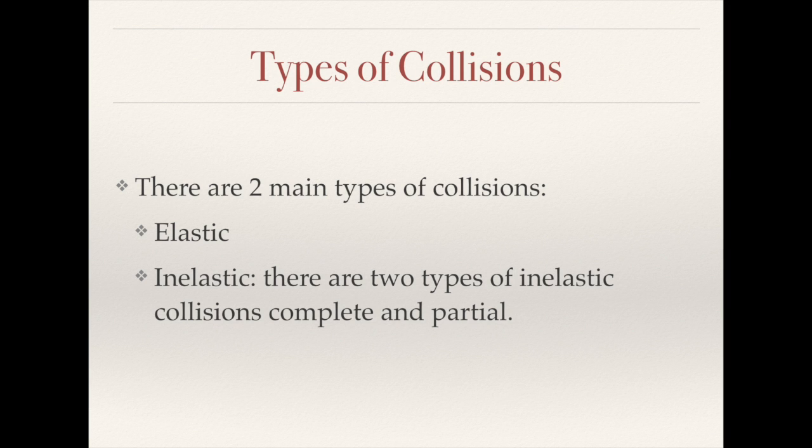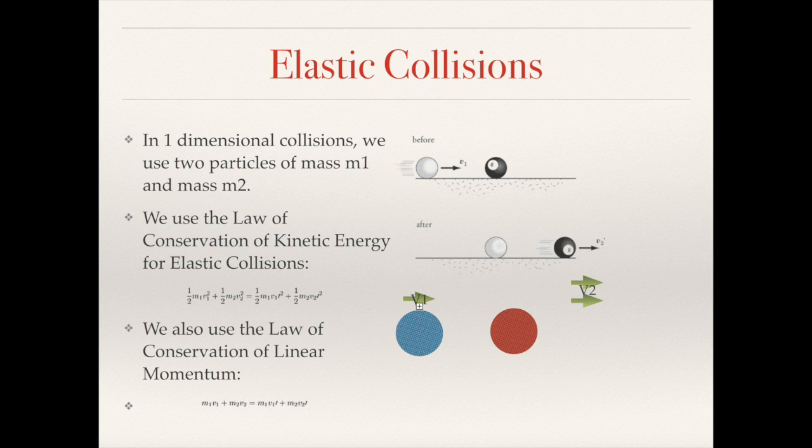So there are two types of collisions, elastic and inelastic. Inelastic collisions can be complete or partial. And so first of all, for elastic collisions in one dimension, we have two particles of mass m1 and mass m2. We have to use the law of conservation of kinetic energy for elastic collisions and also the law of conservation of linear momentum because both are conserved in elastic collisions, as you can see in the images above.